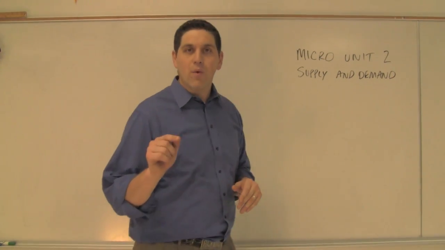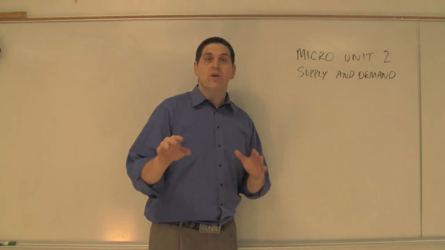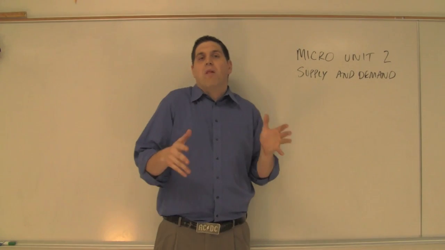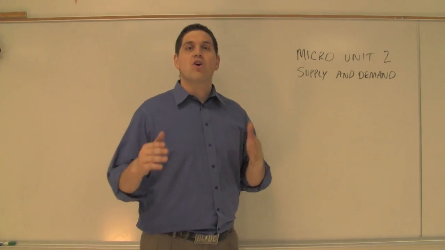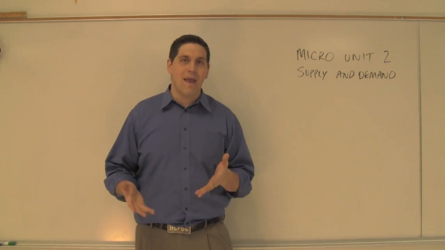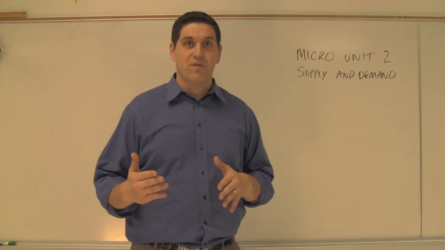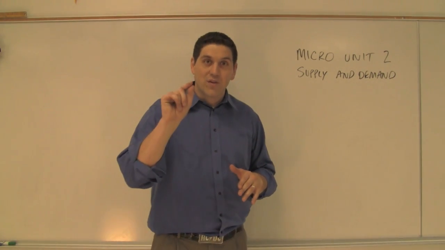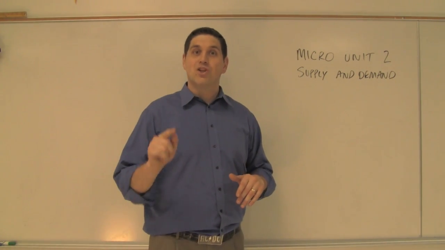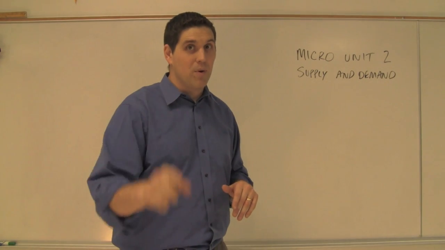Overview of Microeconomics Unit 2. Now Unit 2 is called Supply and Demand, usually Supply and Demand and Consumer Choice. You're going to start off with understanding the idea of what is demand and then what shifts the demand curve. Don't forget to learn the difference between a change in demand and a change in quantity demanded. It's super important. You'll learn it.